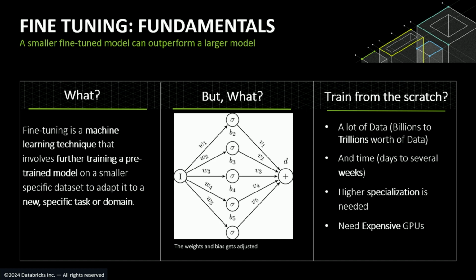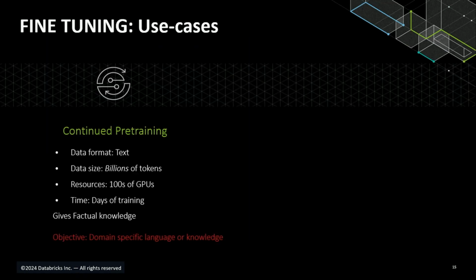One of the questions that you would immediately think of is, hey, why didn't you train from scratch? It has a very naive and very straightforward answer. You need a lot of data, and I'm talking about trillions of tokens. That's a lot of data. You need higher specialization, time, and also expensive GPUs, and we all can agree that's a bit of a problem. So there you go.